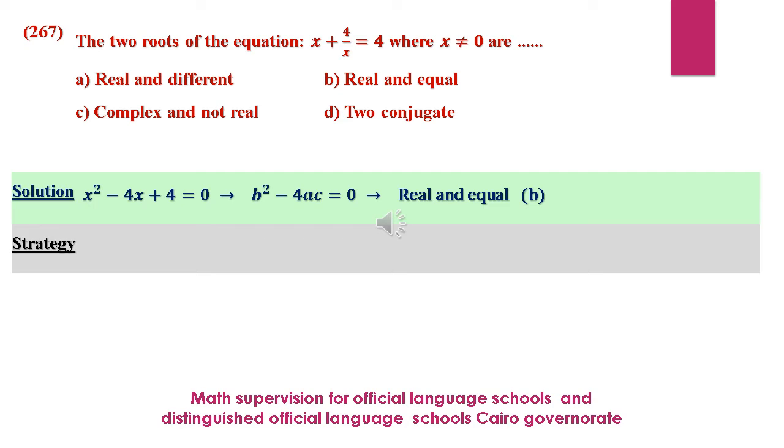The two roots of the equation x + 4/x = 4 are found by multiplying this equation by x. We get x^2 + 4 = 4x. Taking 4x inside, it will be x^2 - 4x + 4 = 0. Now, the discriminant b^2 - 4ac equals 0. Therefore, the two roots here will be real and equal.